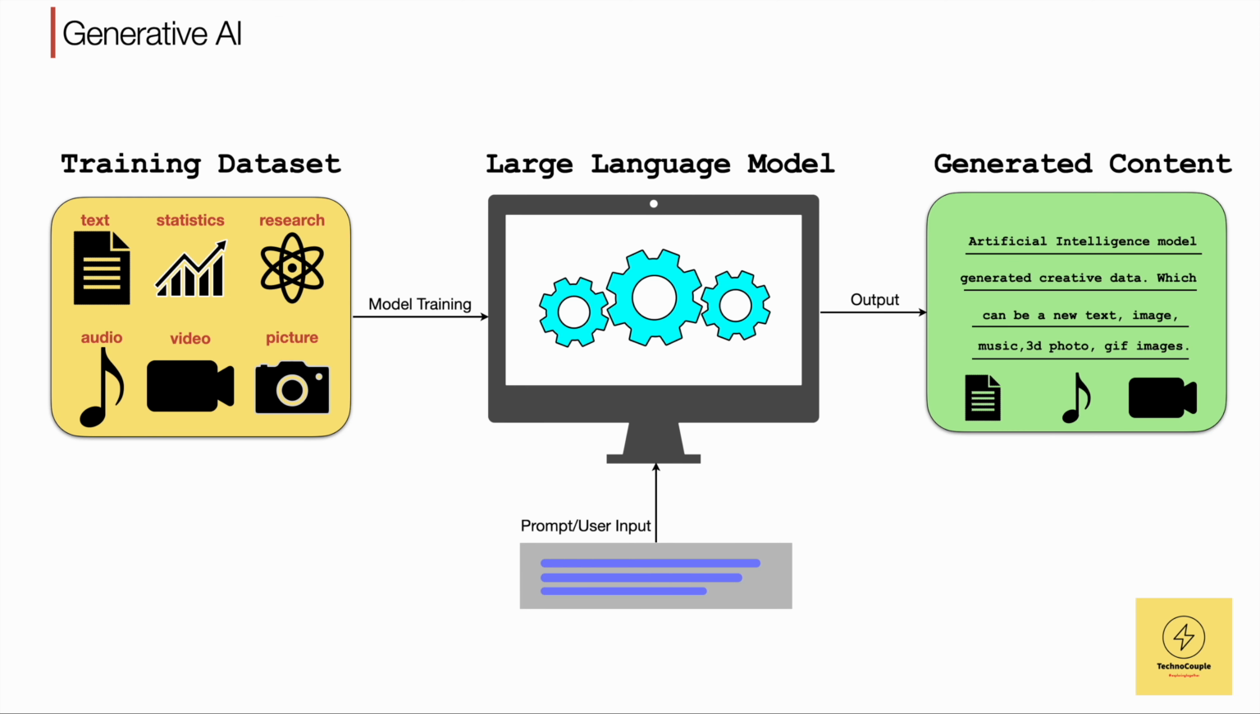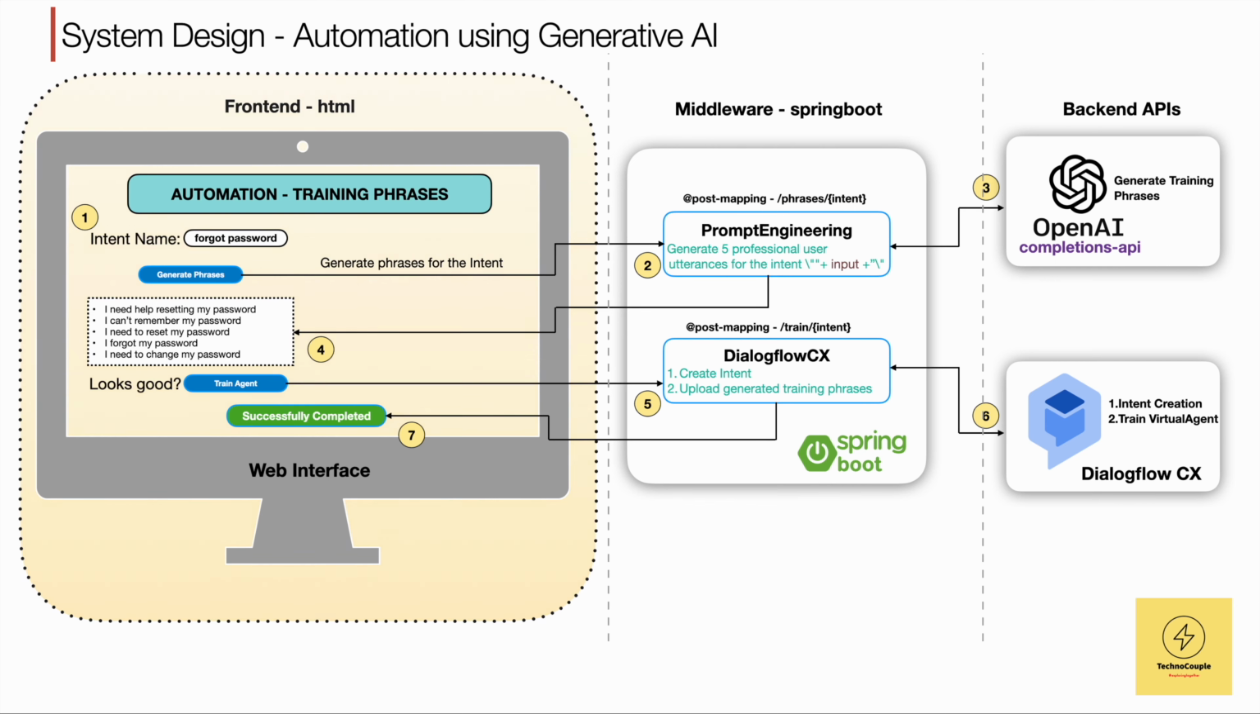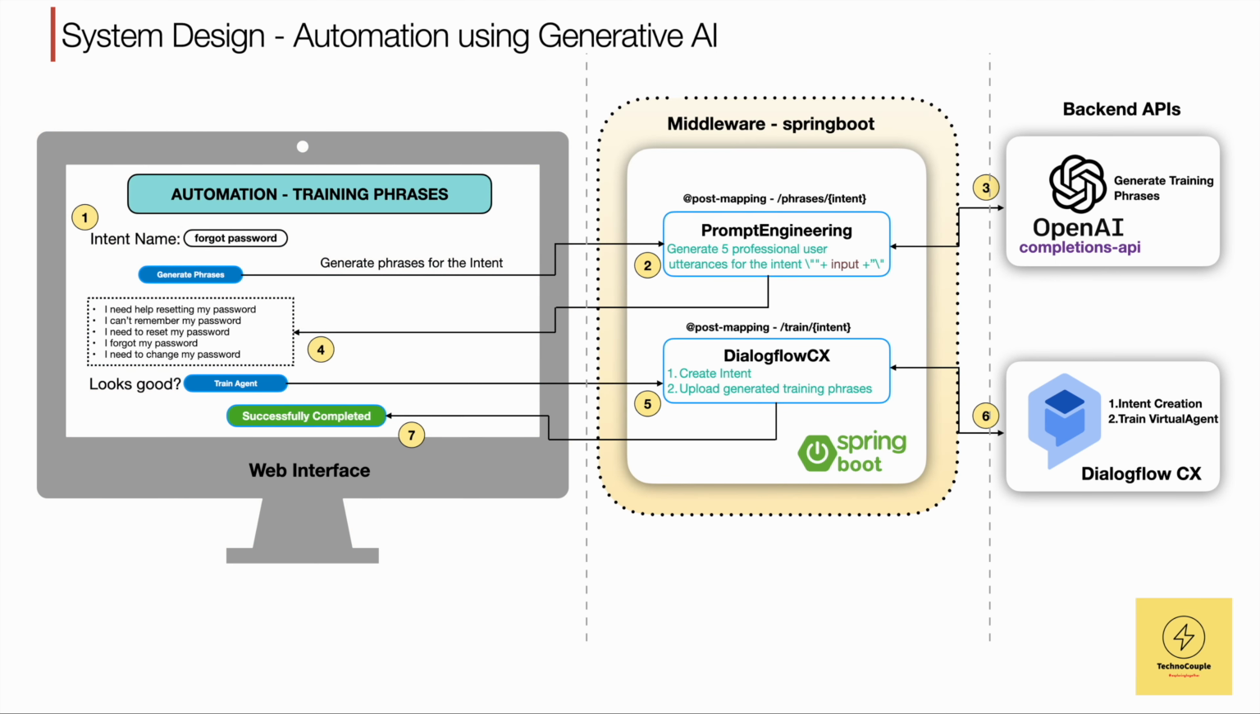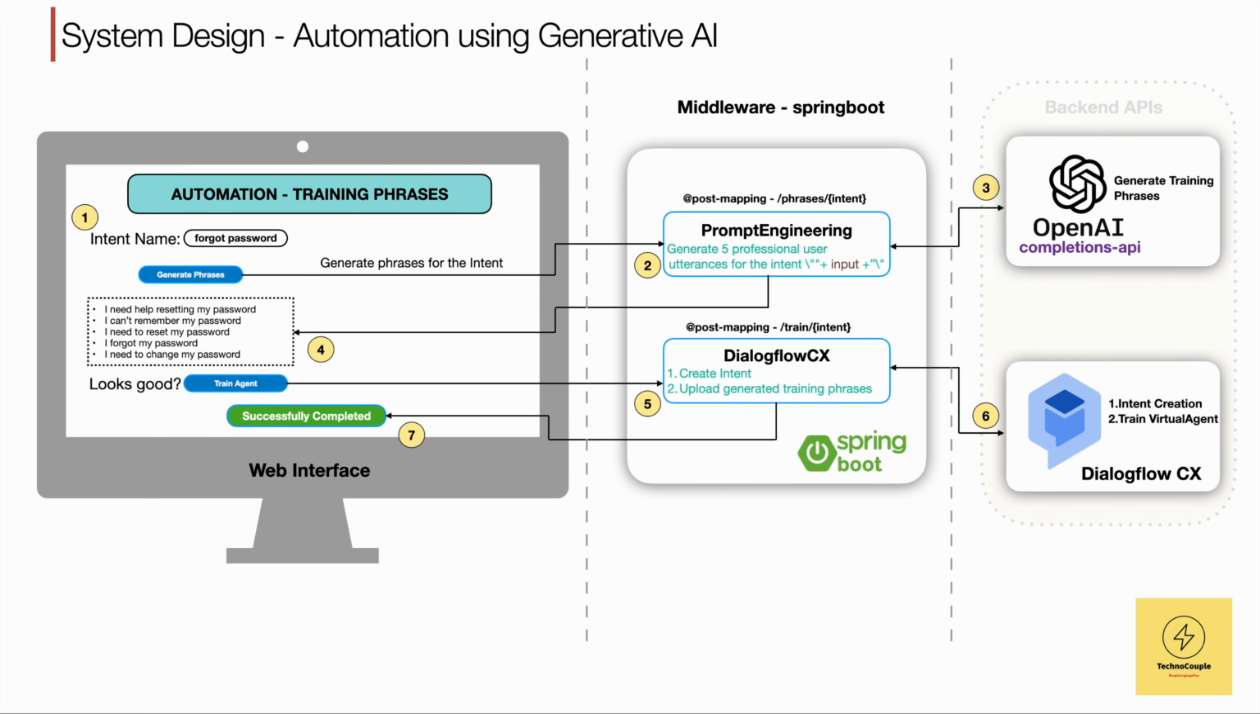Let's talk about the design. This is a typical 3-tier architecture. As you can see here, front end is the HTML-based GUI. Next, middleware is Springboot-based RESTful APIs. And backend layer consists of OpenAI's Completions API and Google Cloud's createIntent API.